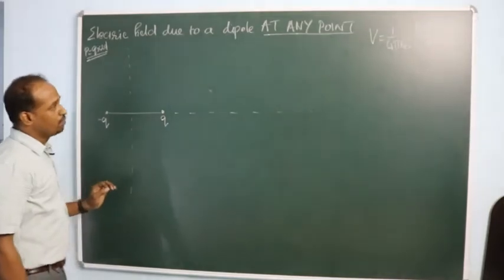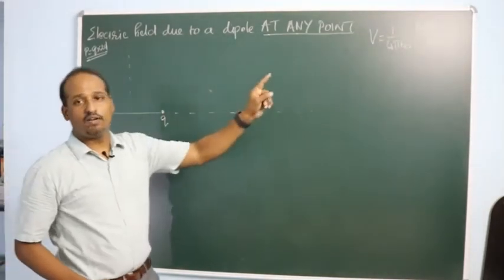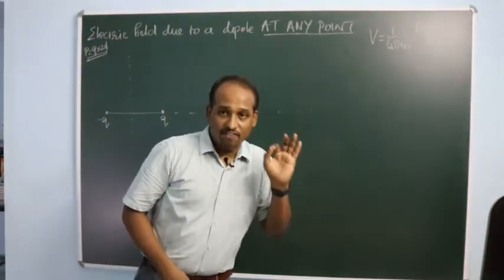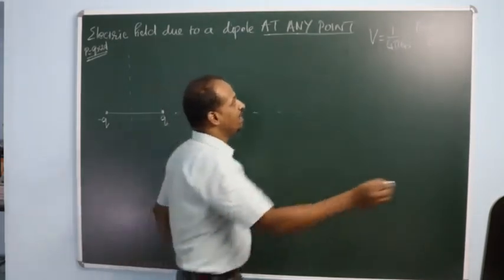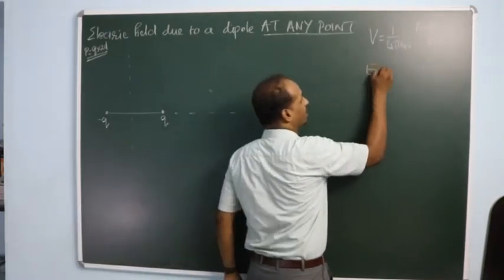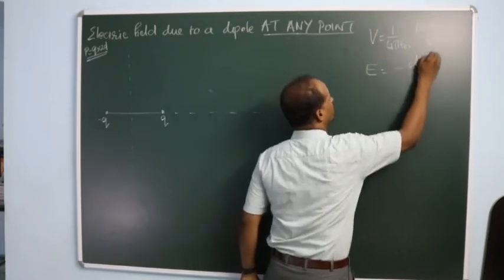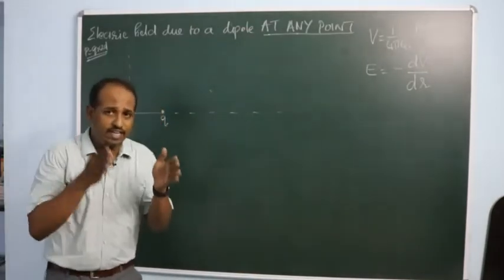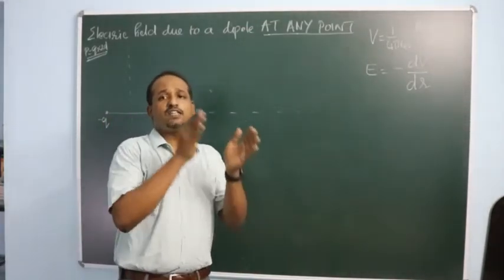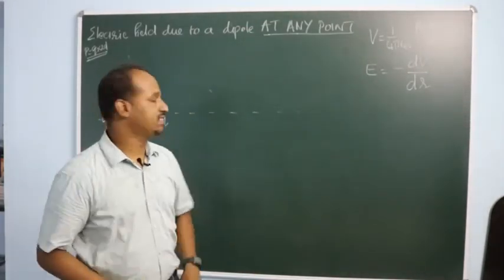So what we are going to do now is, based on that, find the electric field due to a dipole at any point, making use of the fact that the electric field is the negative of the potential gradient. Gradient means change in value with respect to distance.